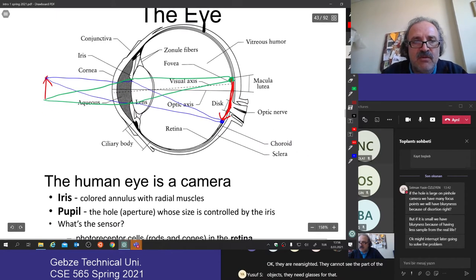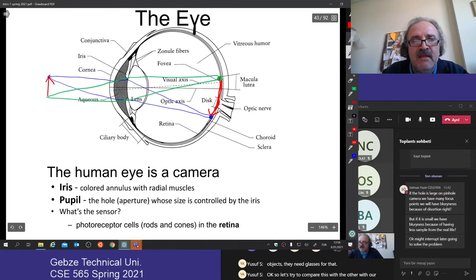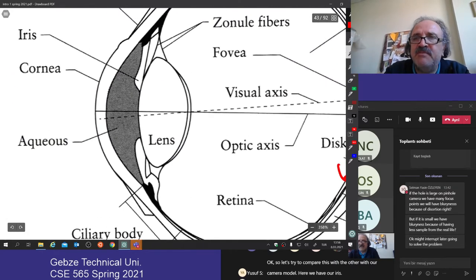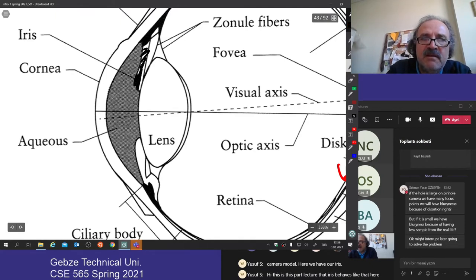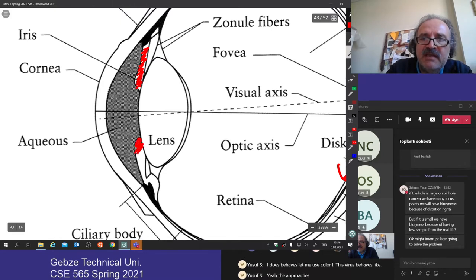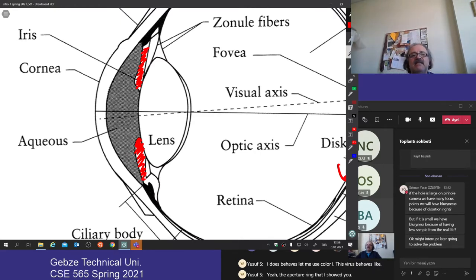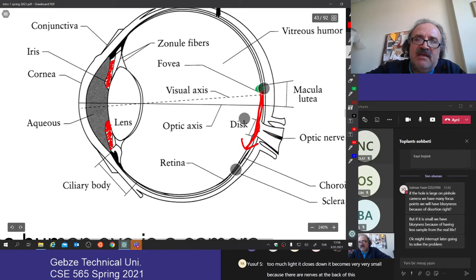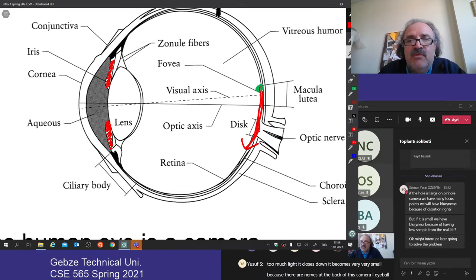Okay, so let's try to compare this with our camera model. Here we have our iris. The iris behaves like the aperture ring that I showed you. So if there is less light, our irises open up to gather more light. If there is too much light, it closes down, it becomes very, very small. Because the nerves at the back of this camera, the eyeball, are sensitive to light. If there is too much light, they will get destroyed. We need to protect them.